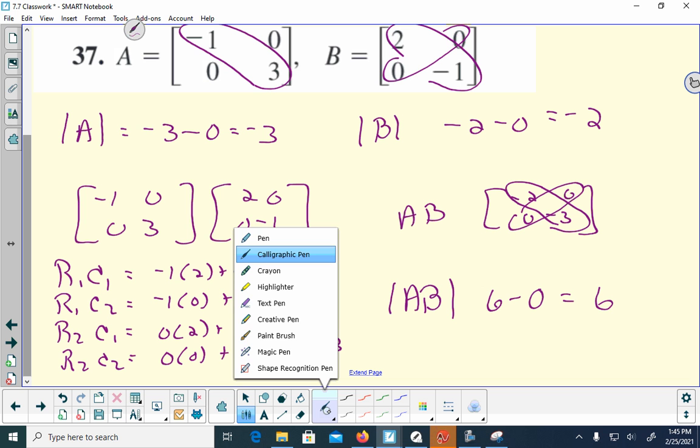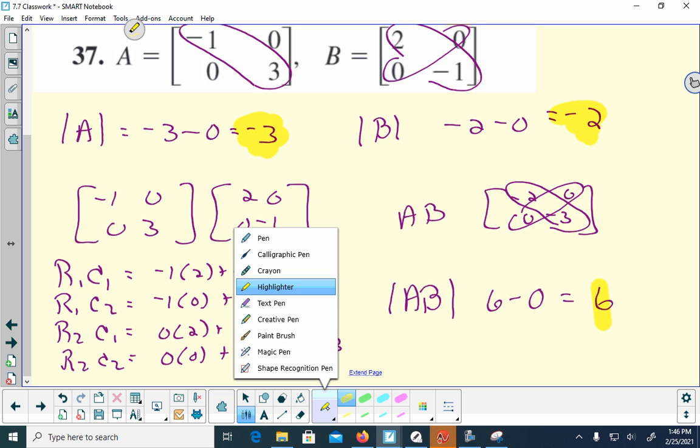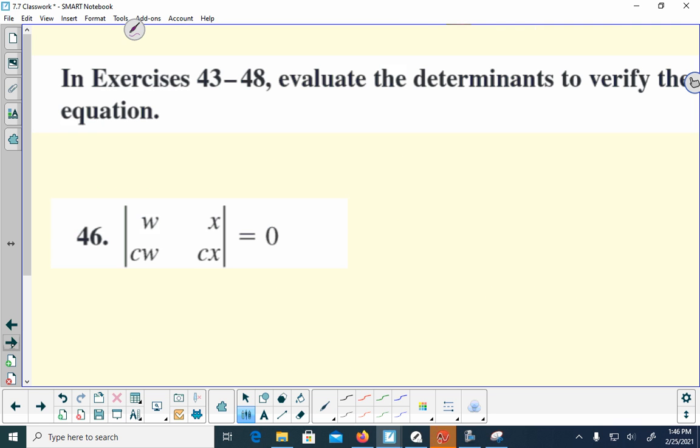And the whole reason why they had you do that is if I go up here and I take negative 3, which was the determinant of A, and I take negative 2, which was the determinant of B, and I multiply those two, I will get the 6. So what it's saying is that you do the determinant of two individual matrices and then multiply the determinants, or you can multiply the two matrices and do the determinant of the product. Either way, you're going to get the same answer. And that happens all the time, so that was fun to do.